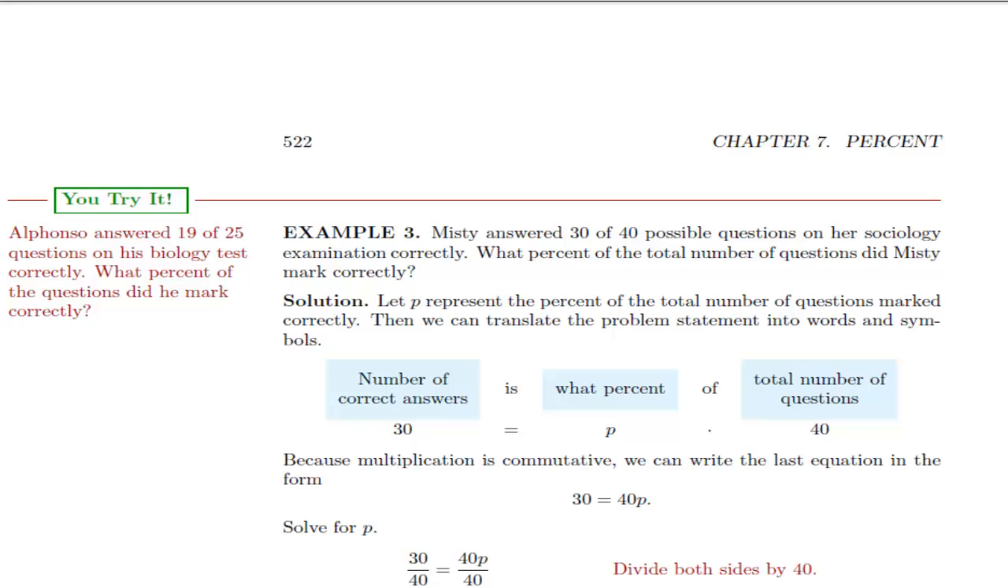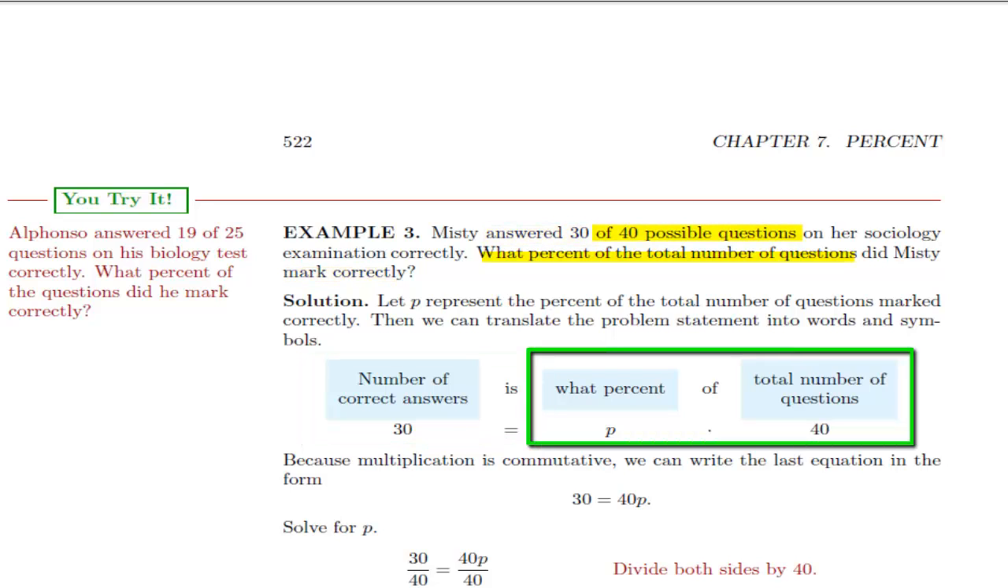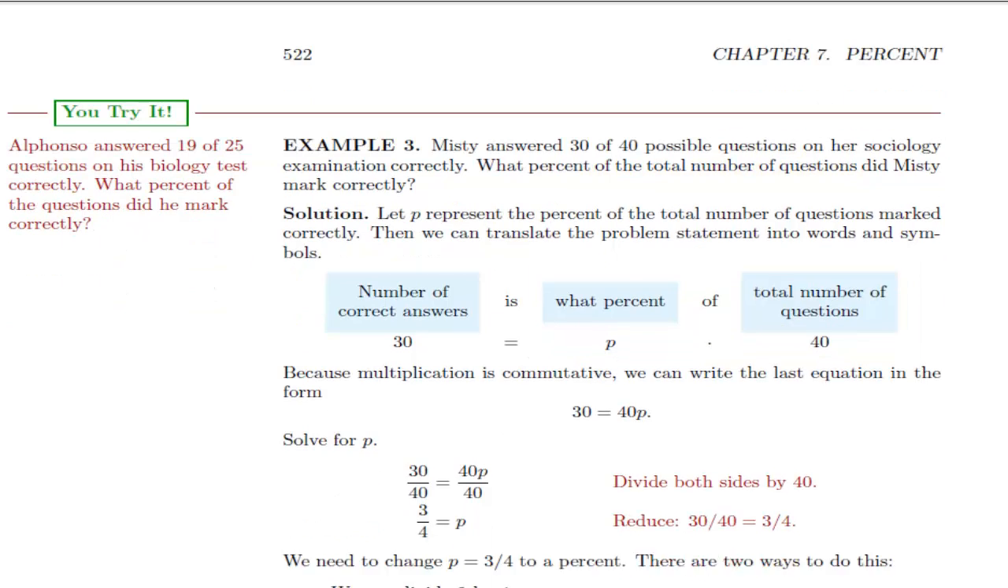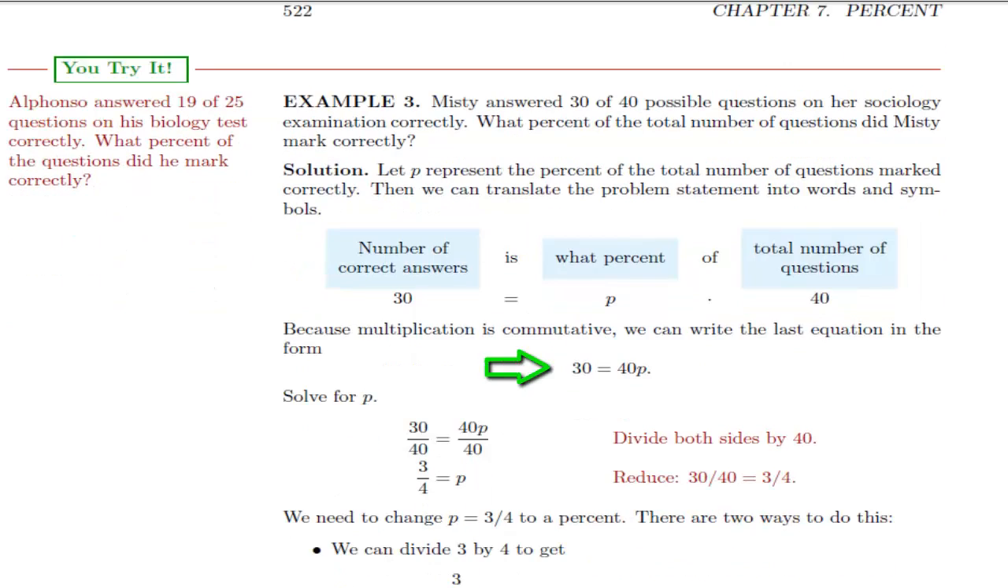Example 3. Misty answered 30 of 40 possible questions on her sociology examination correctly. What percent of the total number of questions did Misty mark correctly? Solution. Let p represent the percent of the total number of questions marked correctly. Then we can translate the problem statement into words and symbols. The number of correct answers, which is 30, is equal to what percent p of or times the total number of questions, which is 40. Because multiplication is commutative, we can write the last equation in the form 30 equals 40p.